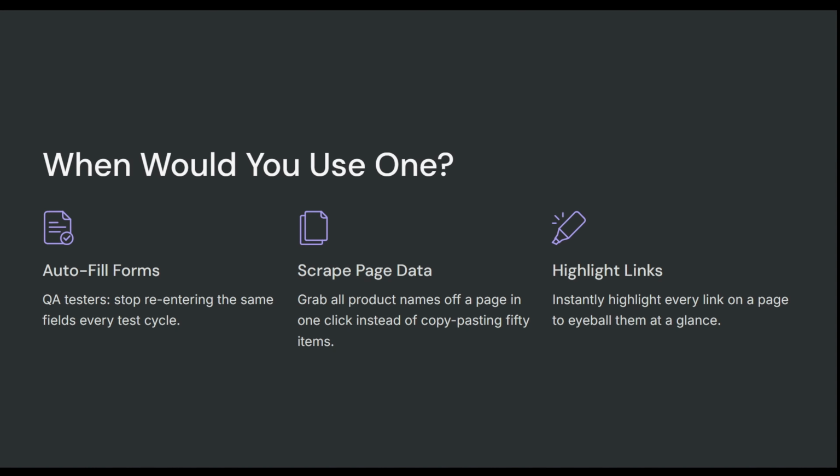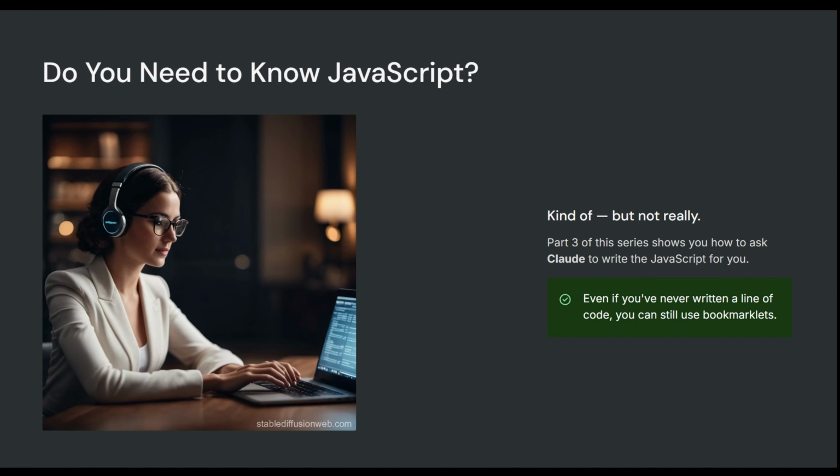Let's say you're a QA tester, and every time you run a test cycle, you need to fill the same form fields over and over again. A bookmarklet can do that for you. Or let's say you're pulling data from a page, like you need all the product names off a site. Instead of copy pasting 50 things, one click and it's done. Or maybe you want to quickly highlight every link on a page so you can eyeball them. Bookmarklet, one click. Now you might be thinking, okay, but don't I need to know JavaScript to use this?